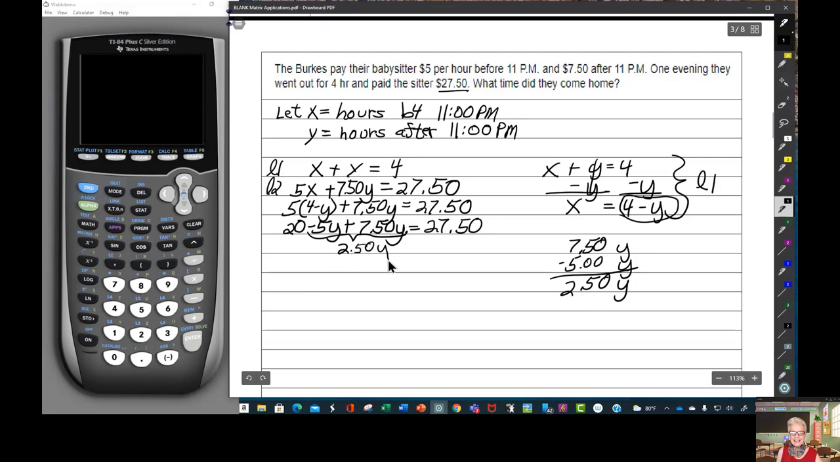Actually, minus 5y plus 750y is 250y, so that's 2.50 times y. And then here's the 20. This is positive now, so we'll have 20 plus 250y equals 2750, or 27.50. Good, okay. Now I'm going to subtract 20 from both sides. Let's put a .00 here, because 20 is a whole 20, and this is the whole part of the decimal, so that keeps them lined up correctly.